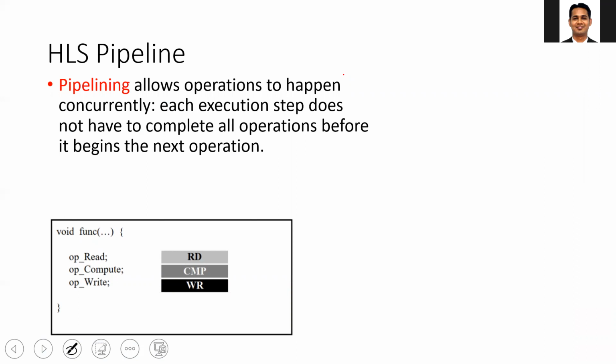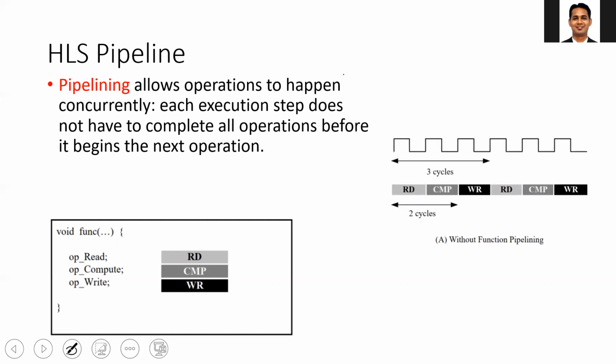Okay. So pipelining allows operations to happen concurrently. That means each execution stage doesn't have to complete all the operations before it begins the next operation. For example, here you can see that we have a void function where you are doing three tasks: read operation, compute operation, and write operation. In the conventional operation, for example, when you implement this on a processor, you first perform the read operation, then the compute operation, and then the write operation. And then you start the next execution of the function: read, compute and write.